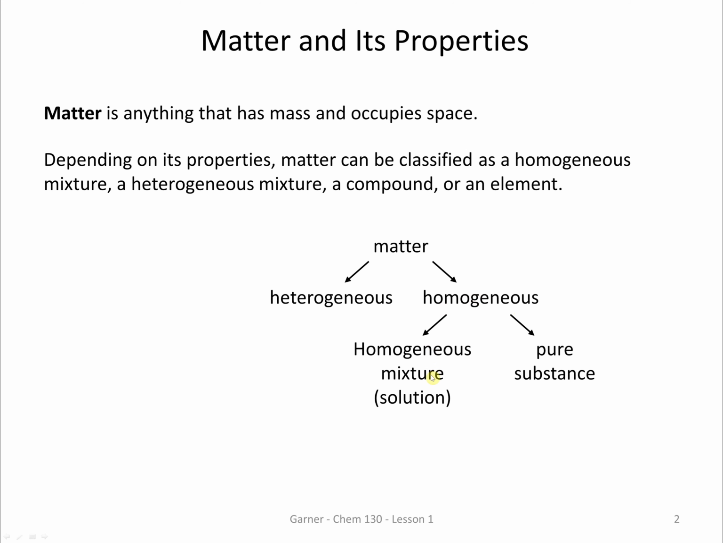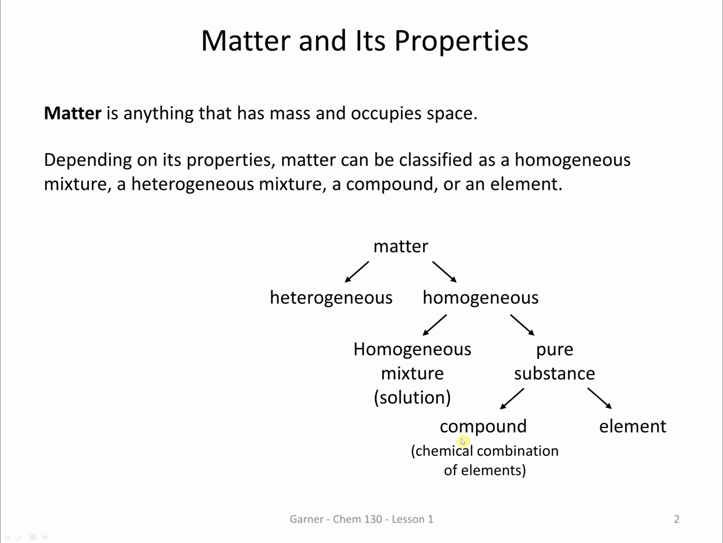So we can classify homogeneous materials as either being mixtures or pure substances. So homogeneous mixtures are mixtures of more than one substance that are mixed uniformly. And these are also known as solutions. We're going to examine solutions a little bit more thoroughly later in the course. So homogeneous matter that only contains one substance is just simply a pure substance. It's not a mixture. And we can further subdivide these pure substances based on whether they're compounds or elements.